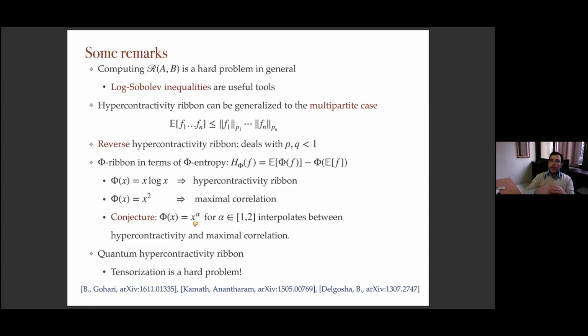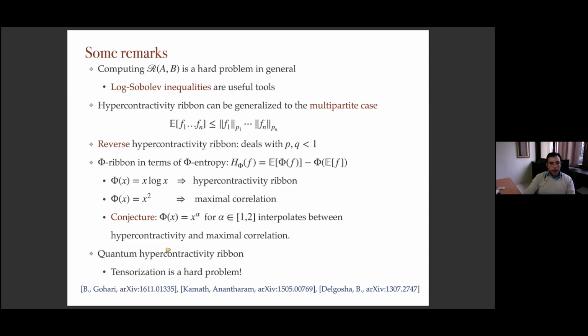So the maximal correlation is essentially the same as phi ribbon when my function phi is x squared. And we saw a relation between the hypercontractivity ribbon, which corresponds to the x log x function, and the maximal correlation. This conjecture says that such a relation is even deeper. When we increase alpha, we get a set of ribbons that are monotone under inclusion. You can look at this paper for details of this result.